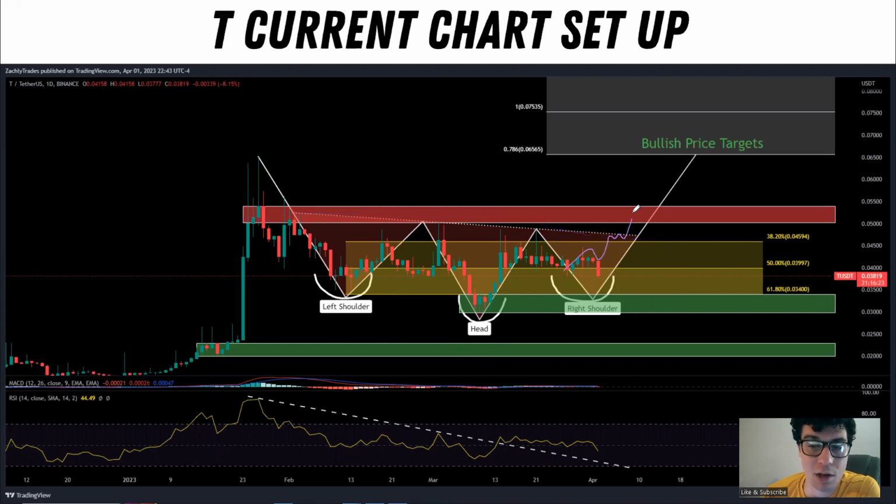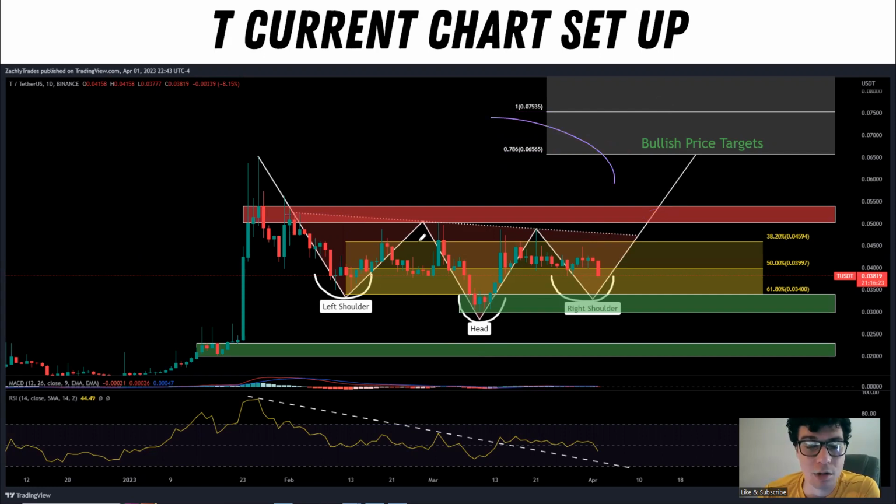If we can get above this neckline and through this small supply zone here, which is simply an area where there's an imbalance of sell orders, it's kind of like resistance, but rather than one specific price level, it's going to be a zone. So if we can break out past our neckline here and also the supply zone, then we can possibly come up and hit our bullish price targets of 0.065 as well as 0.0753. Now, there's a lot of work to be done before we get there.